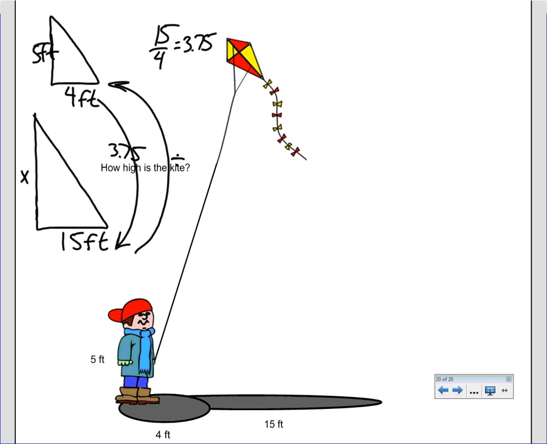So that means that this guy is 3.75 times bigger. Okay. So 5 times 3.75.